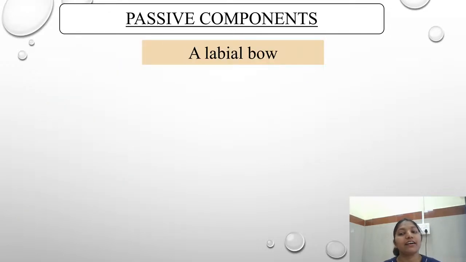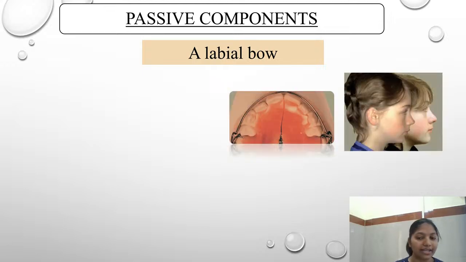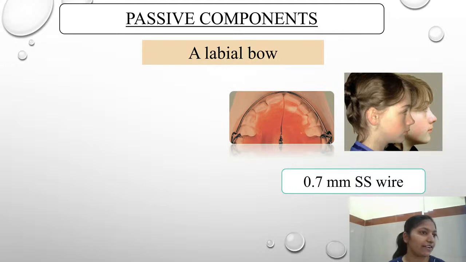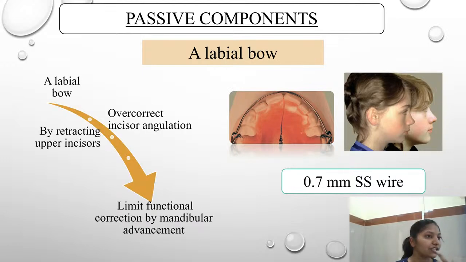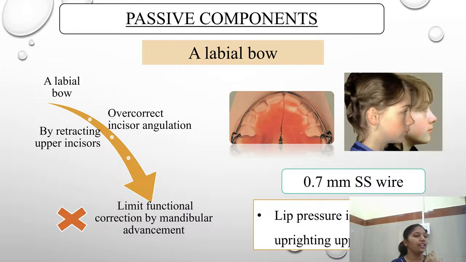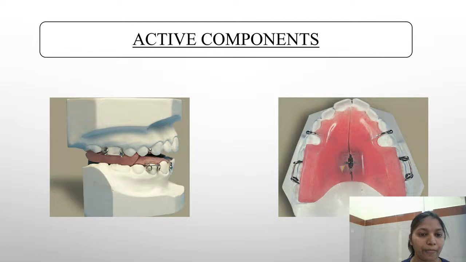Passive component, the first passive component involves the labial bow. It is made from 0.7 mm stainless steel wire. The labial bow should not make contact with the incisor. If it makes contact, there is overcorrection of the incisor angulation by retracting the upper incisors, and it limits the functional correction by the mandibular advancement. Hence, in most cases of twin block, the labial bow is contraindicated. And lip pressure is effective in uprighting the upper incisors. Hence, natural lip pressure acts like a labial bow.